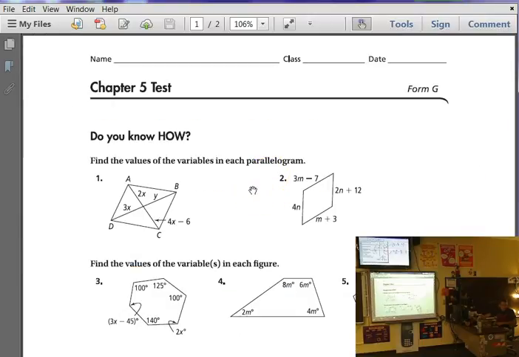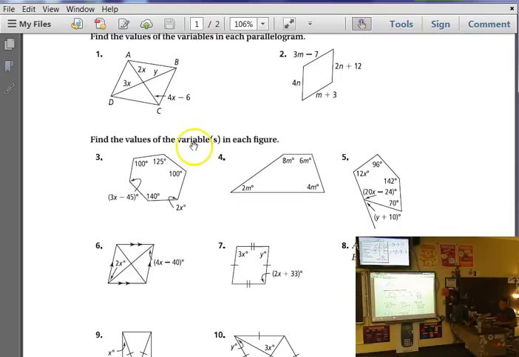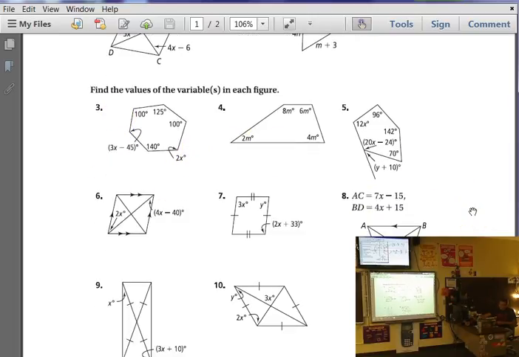I forget which form of the test you will be taking. This might be the actual test. Here's what you're going to be asked to do. Find values of variables when you know it's a parallelogram, so you know congruent statements. Find the variable values when you know how many sides the polygon has and you can total up the angle measures and figure it out based off that.